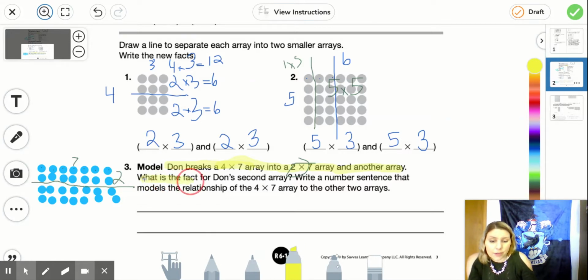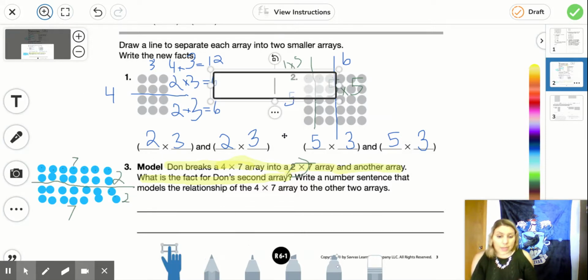What is the fact for Dawn's second array? So it's asking, well, we know the top part. What about the bottom? 1, 2, and then there's 1, 2, 3, 4, 5, 6, 7. So here I have another 2 times 7.